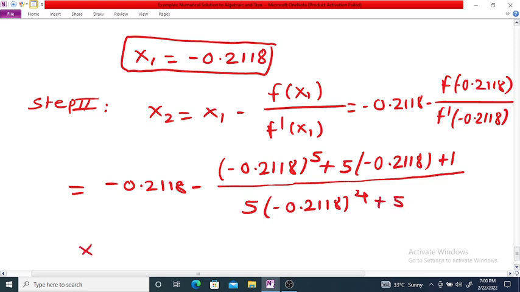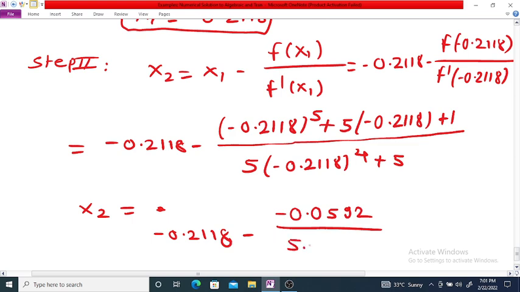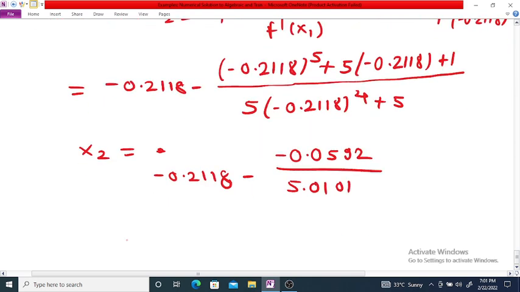So x2 is equal to, if you solve this, minus 0.2118 minus 0.0592 divided by 5.0101, so it is minus 0.199. So x2 is equal to minus 0.1999.